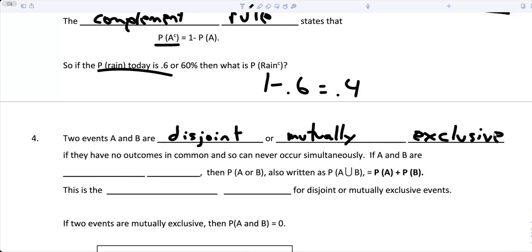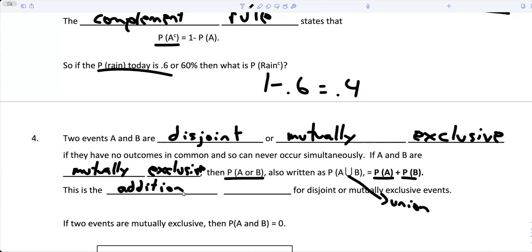If they have no outcomes in common, they can never occur simultaneously. If A and B are mutually exclusive, then the probability of A or B, also written as the probability of A union B, is the probability of A plus the probability of B. This is called the addition rule for disjoint or mutually exclusive events.